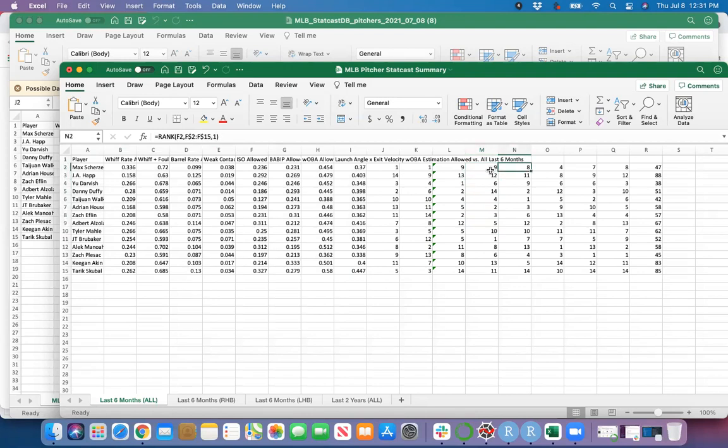So I'm going to be putting a 1 at the end of the rank formula because ISO, BABIP, wOBA, and launch angle, those are all bad things. You don't want to have a high number. You want a low number there. So I'm going to rank that in ascending order. And so then what I do is I add up all those rankings in column R from J2 to Q2. And then I'm going to actually do a sort.